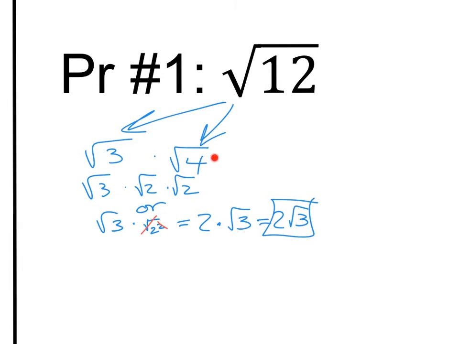Or you could also just say, what's the square root of 4? Well, isn't it just 2? So you're left with a square root of 3 and a 2. The 2 goes in the front. The square root goes at the end. You could put the little dot there, or you could just write it as 2 times square root 3. That's what that means. Okay, that was how I did it.